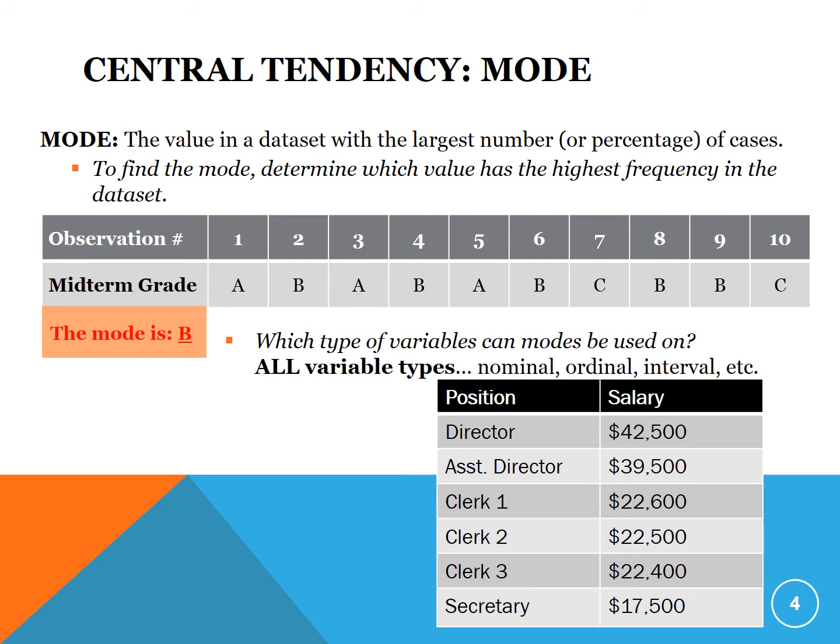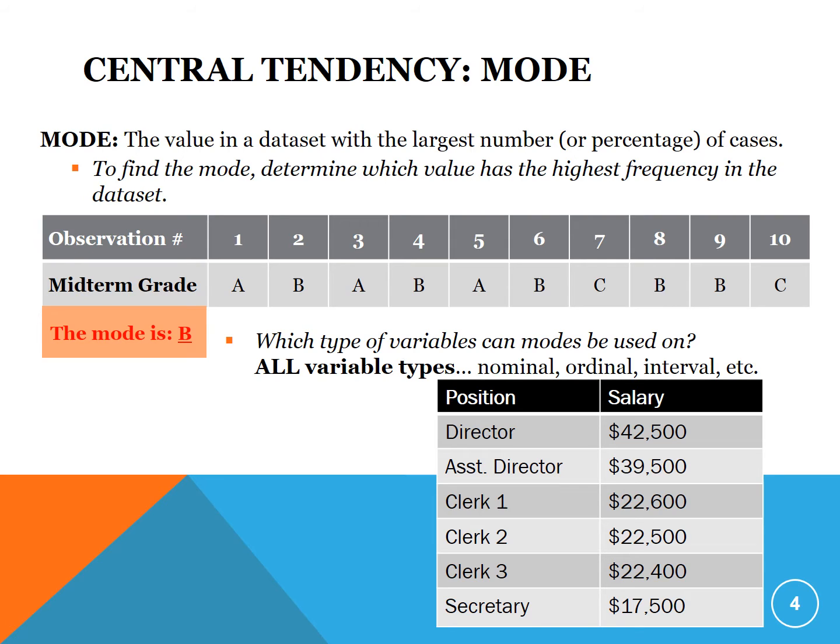All right, here's another data set. We've got 1, 2, 3, 4, 5, 6 people in this data set. We've got a director, an assistant director, a clerk, 1, 2, and 3, and we've got a secretary. And we can see their salaries here. What is the mode in this data set?